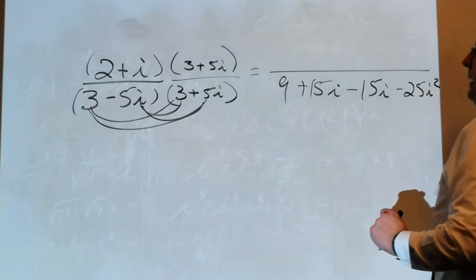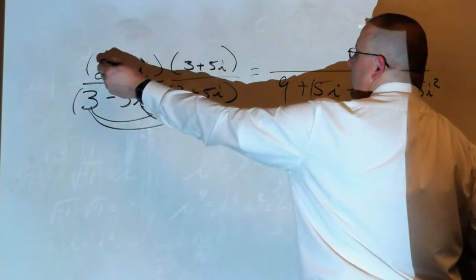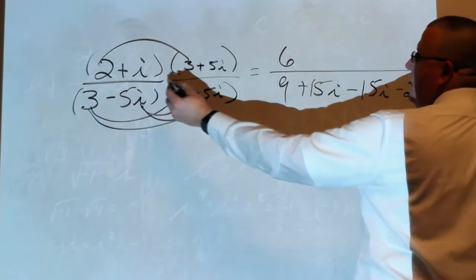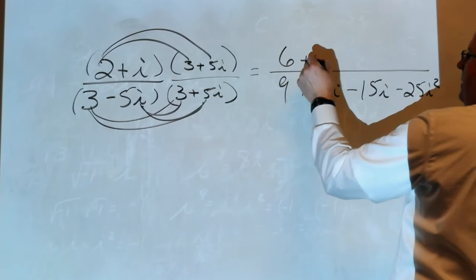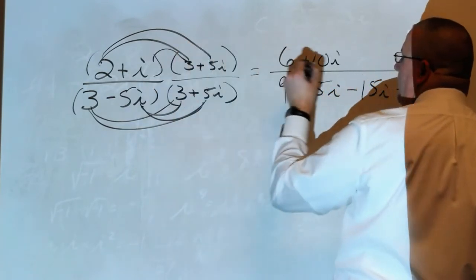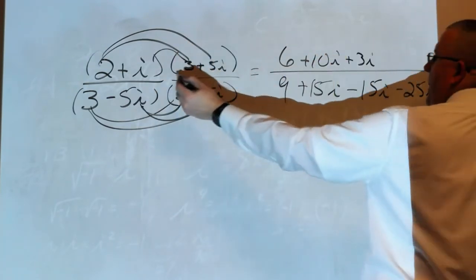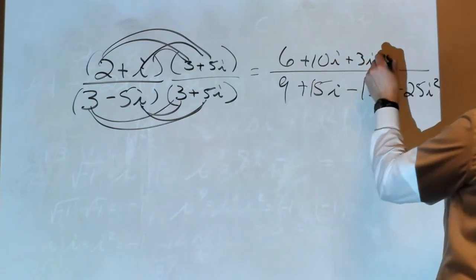We'll get there. I'm going to do the numerator first, which is 6. Outer is 10i. Inner is 3i. And the last is 5i squared.